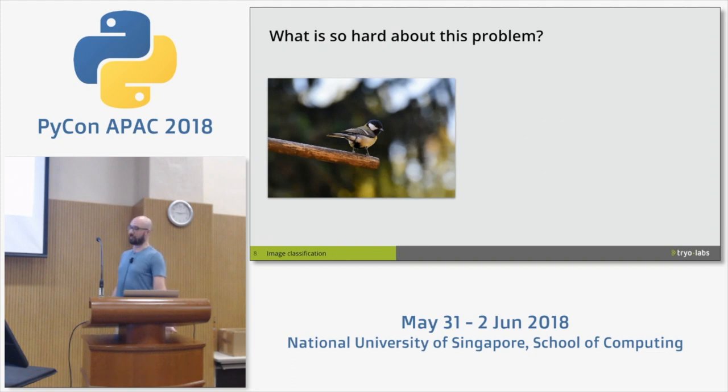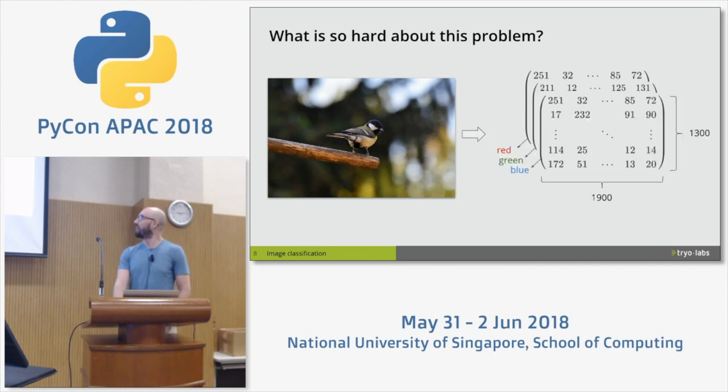So what is so hard about image classification? Why did it take more than half a century to kind of solve it? The problem is that when we see this beautiful picture of this bird, when I translate that for computer language, what I'm actually seeing is a giant matrix. So for each one of the color channels, red, green, and blue, I have this giant matrix full of numbers, which tell us the intensity of each pixel.